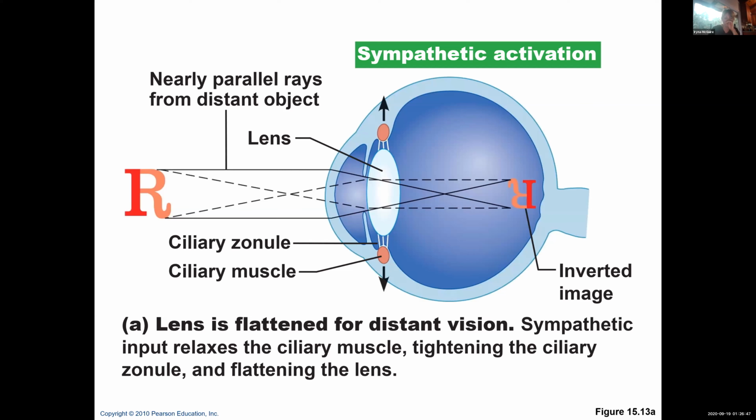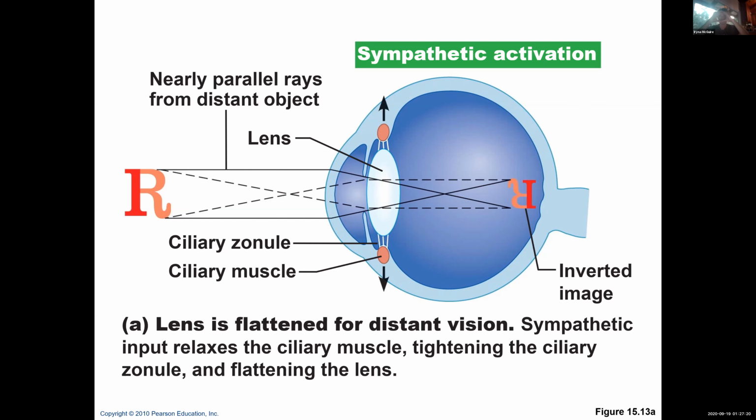Let's look over here. We're looking at a distant object, and the rays from it are almost parallel, so you don't need to refract them much. You don't need this angle to be very sharp. You don't need lots of refraction to focus it on the retina. Then the ciliary muscles are relaxed.